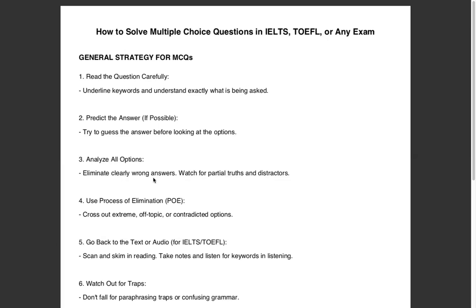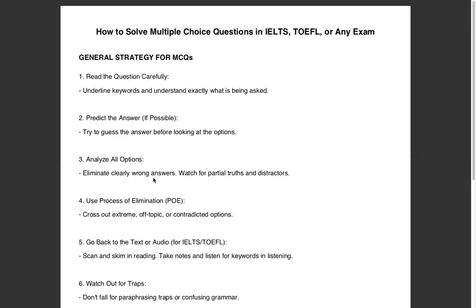Watch for partial truths and distractors. What I mean here is that you will have three categories: wrong answers, that you are sure are incorrect; some partial truths; and some that you are 100% sure about. Now, we are not talking about partial truths yet. You can divide them. Like option A and option B are both partial truths, so I will keep them for later. Option C and option D are non-logical options, so I am going to eliminate them.